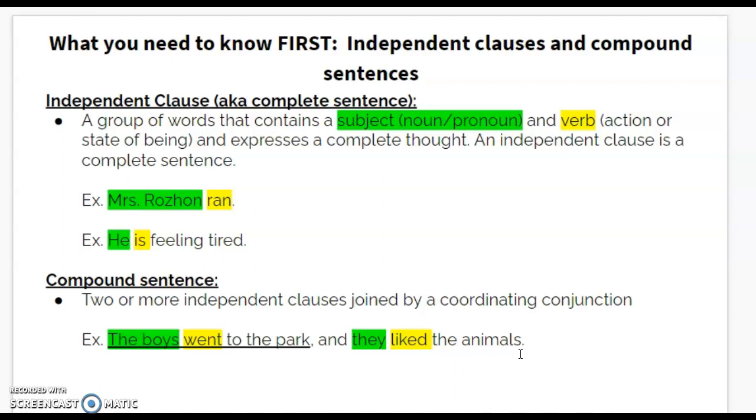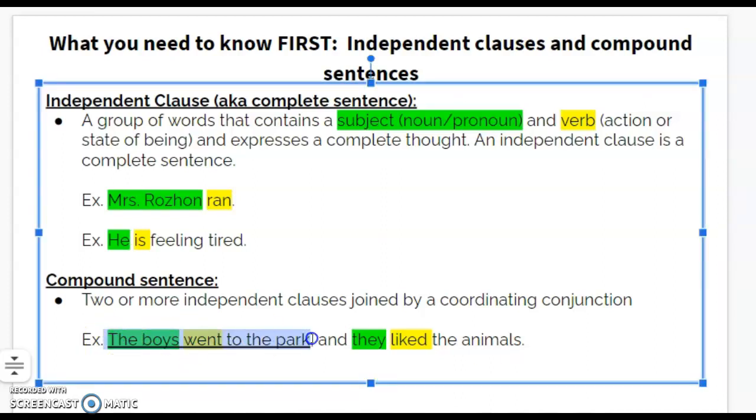You also have compound sentences. Your compound sentences are when you have two or more independent clauses joined by a coordinating conjunction. And coordinating conjunctions are connector words that happen within sentences: for, and, nor, but, or, yet, so. My example is the boys went to the park and they liked the animals. You'll notice I have a complete sentence before the and, the boys went to the park, and a complete independent clause after the and. Now if I have a complete sentence before that and a complete sentence after, then I know that I need to put a comma before my conjunction.